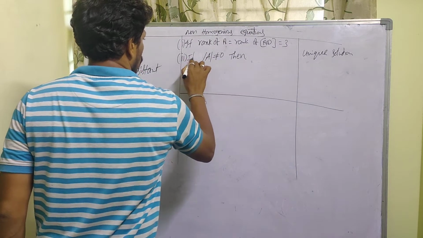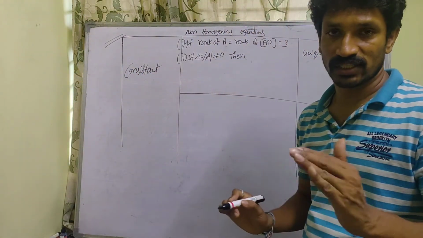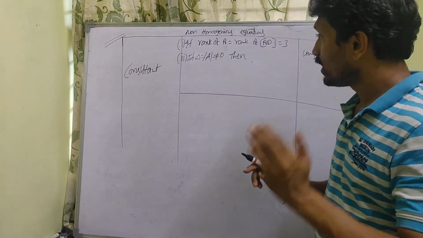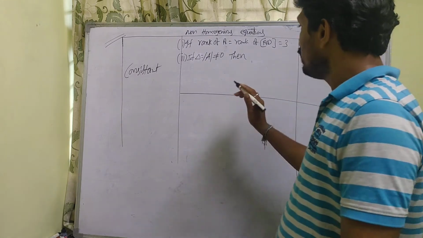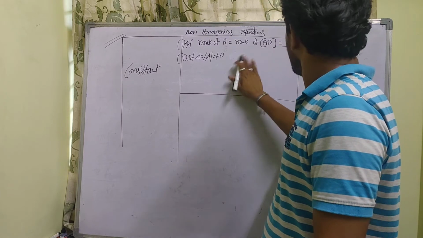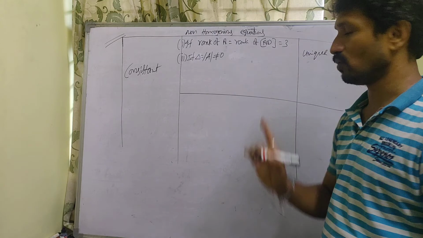If delta is equal to determinant of A, you can understand it as the coefficient matrix. Here AD is the augmented matrix. If delta is not equal to 0, then it has a unique solution only. It is consistent and has a unique solution.